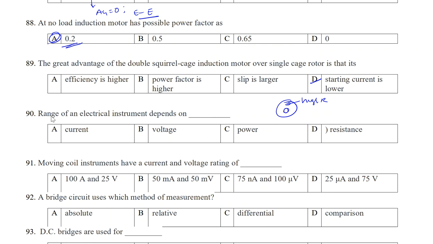Next one. The range of an electrical instrument depends upon its current carrying capability. Electronic components depend upon voltage, but in electrical instruments it depends upon current. All the instruments such as the moving iron instruments, PMMC instruments, electrodynamometer type, are electrical instruments. It depends upon the load, or I can say current carrying capability only. So answer is A.